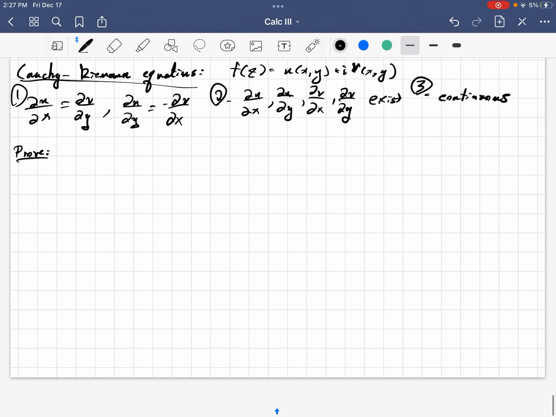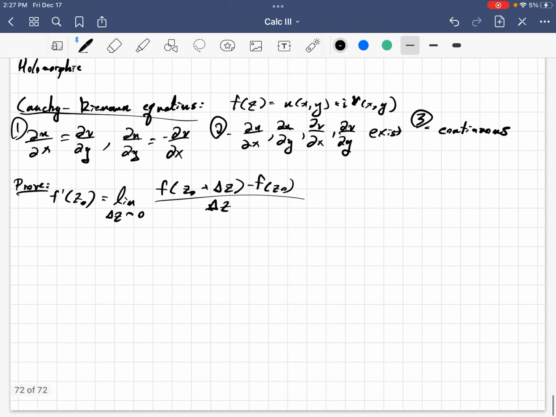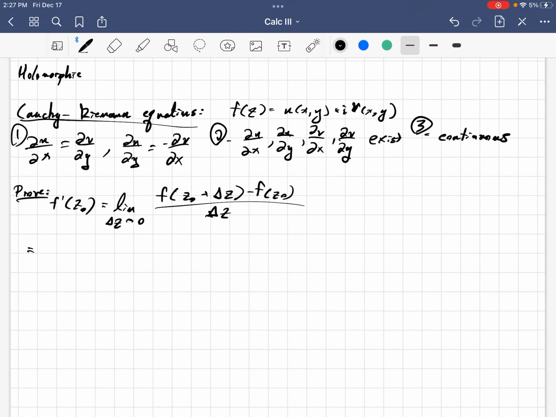Okay, so f prime of z naught, using the definition of the derivative, would be the limit as delta z goes to 0 of f of z naught plus delta z minus f of z naught, all over delta z. And now when we expand this out, it's going to get a little yucky.